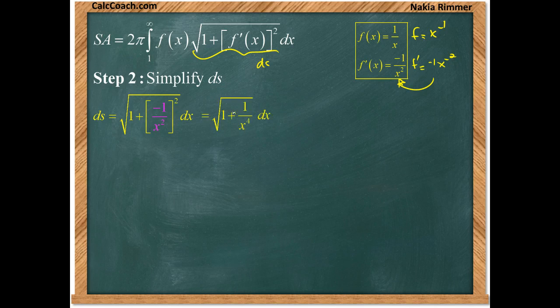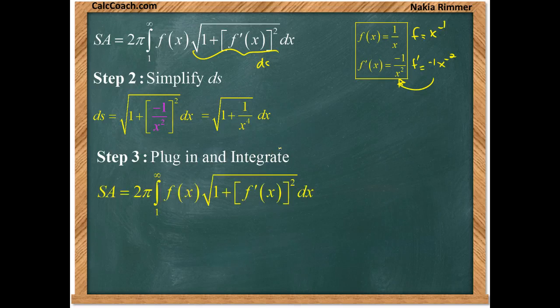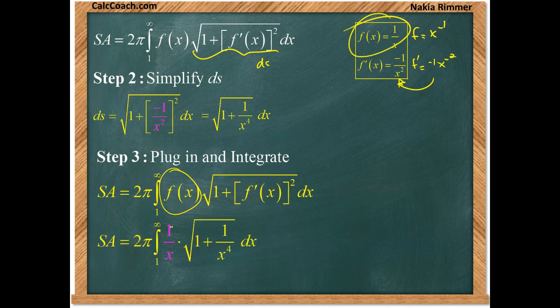And typically we would go further with this. Let's leave it like this though, and then plug it in and make an attempt to integrate it. We're going to find out that we're going to have trouble with this integration though. Replace the y that was in the formula with our actual f of x function, 1 over x, and now replace the ds with this simplified version that we have here.